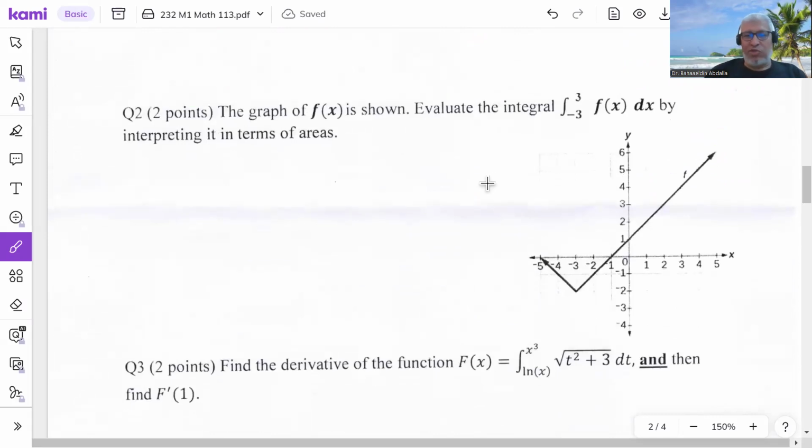The graph of f of x is shown. Evaluate the integral from -3 to 3. So this is -3. I draw this line. To 3, I draw this line. And I need to find the area, because a definite integral is an area. So in this region from -3 to 3, I have this rectangle and another rectangle, this rectangle. So if I find the area of this rectangle plus the area of this rectangle, I'll get the definite integral.